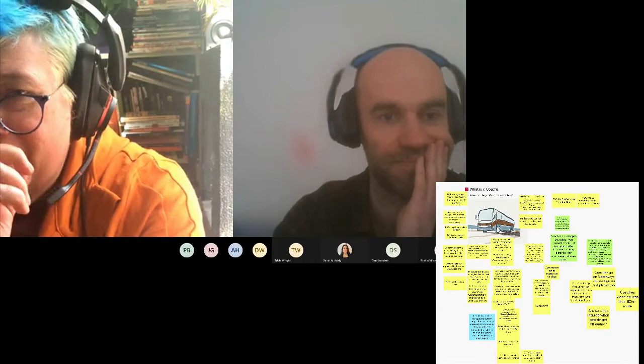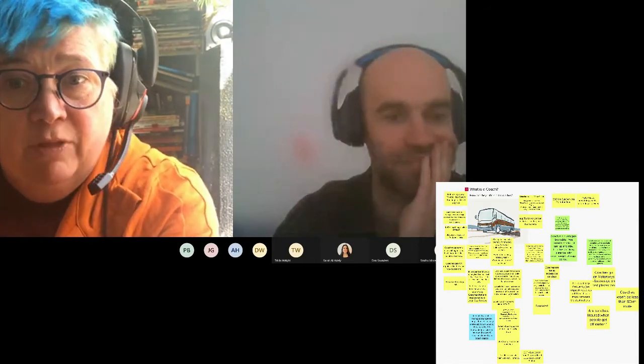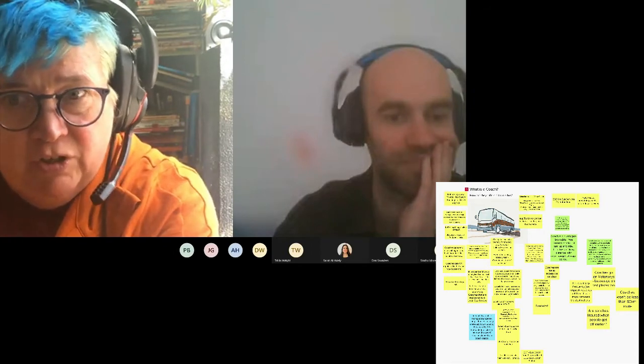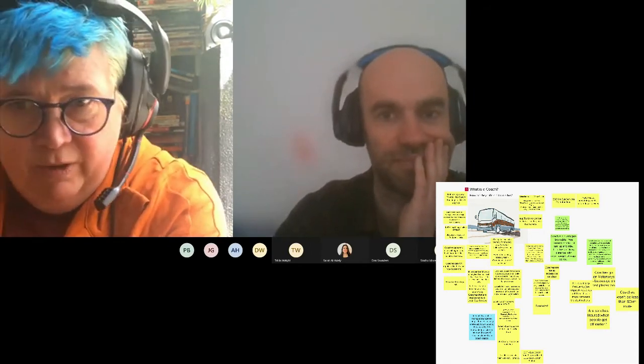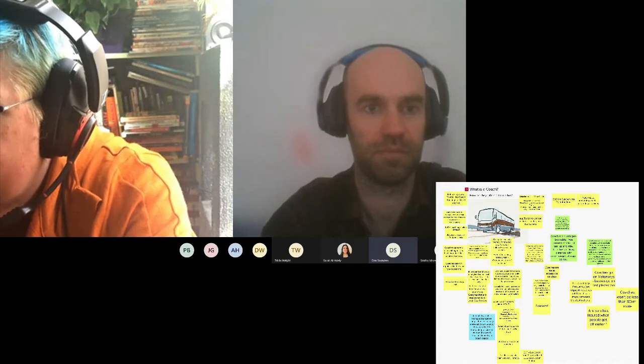So when you say higher, do you mean they're single deck, but the passengers are higher up rather than on a double deck, like in London? Yeah, exactly. They sit above the luggage compartment. There's a big luggage hold underneath, and so they sit generally higher up in the vehicle.